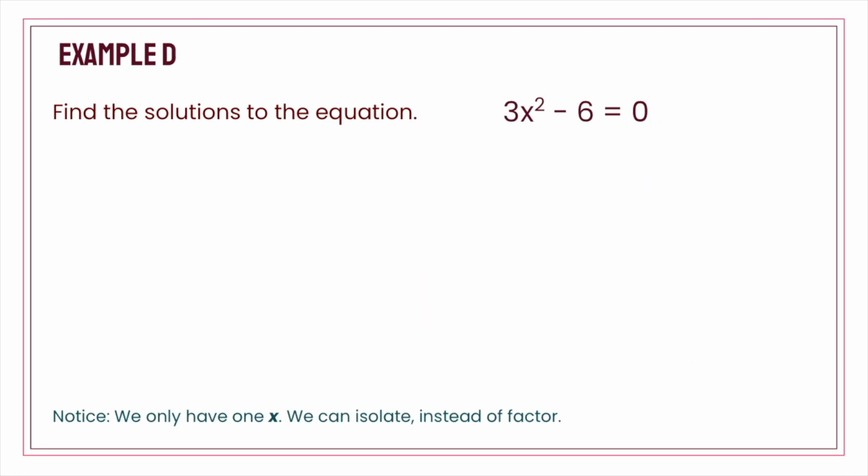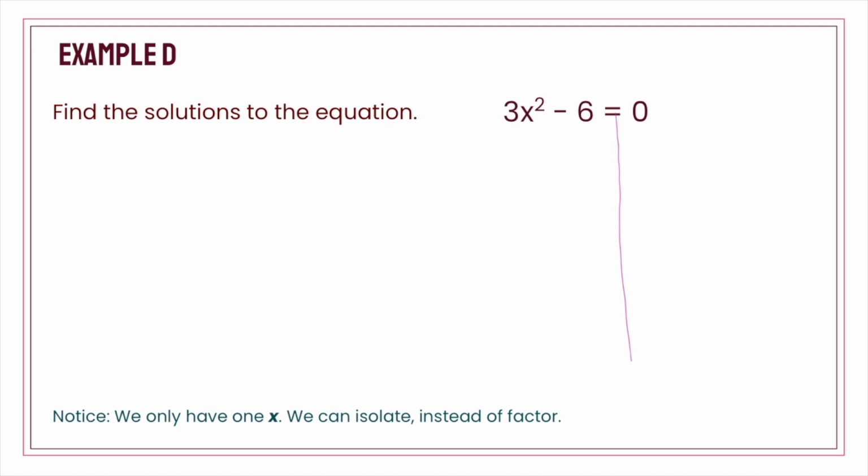All right, here's where things really get interesting. So it says find the solution to the equation 3x squared minus 6 equals 0. So in the last equation, I didn't have a c. In this equation, I don't have a b. I only have one x, and they've written us an important note down there. It says, notice we only have one x, so we can isolate instead of factor. So that means we're going to just solve this equation like we've learned how to solve equations before.